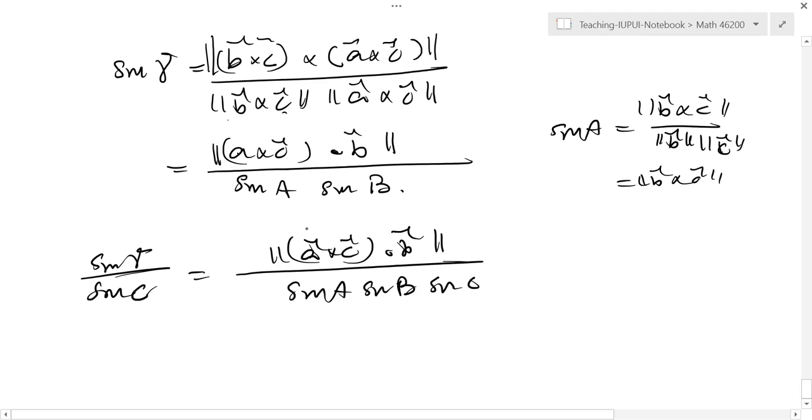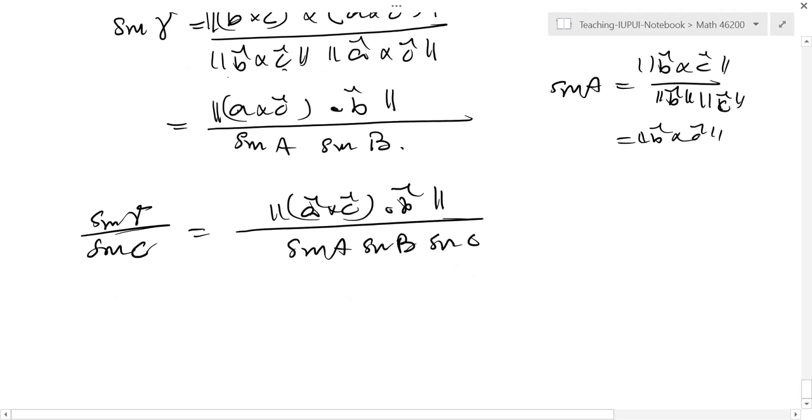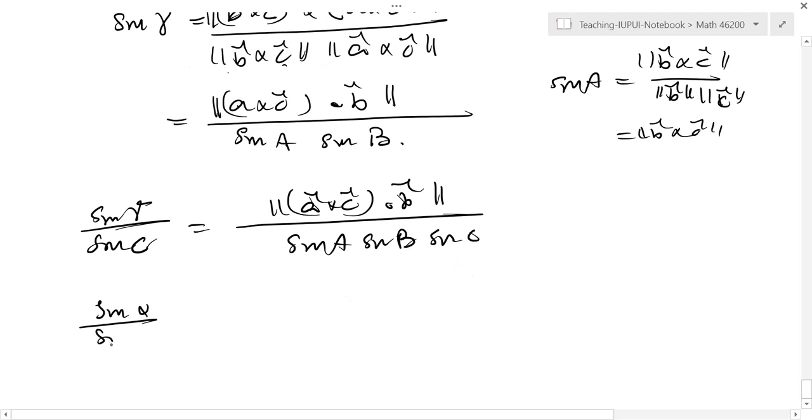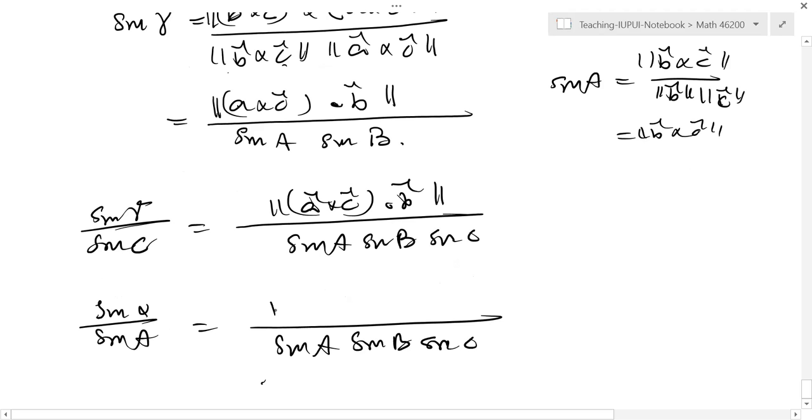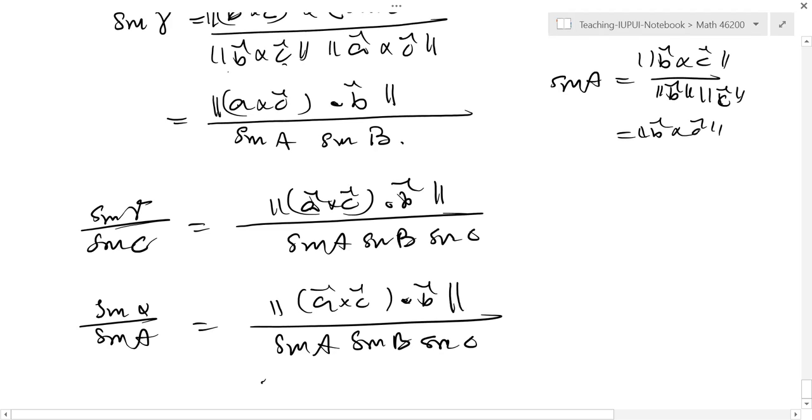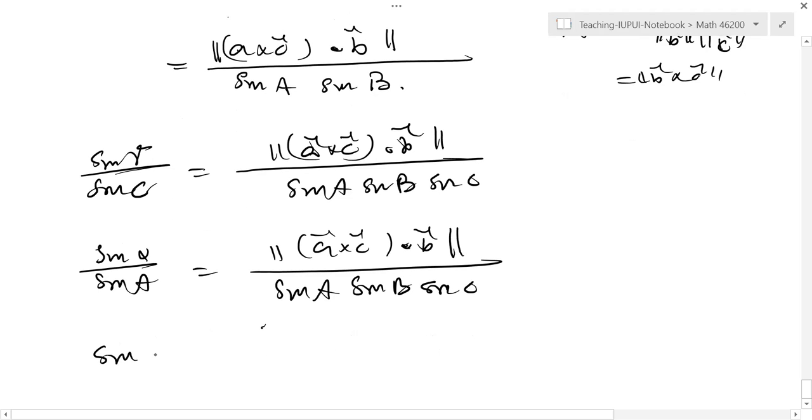But this one, the numerator is always the same. It doesn't matter which variable you choose, which one is first. It's always the same. Actually, this is a volume formed by the three vectors. So this is the same. That's why, similarly, sine alpha, sine A is also sine A, sine B, sine C. The only difference here is it's still A plus the same. Okay, so that's why they are all equal to the same thing.